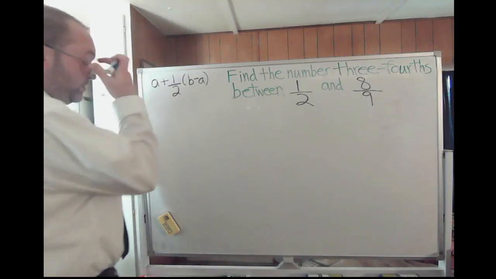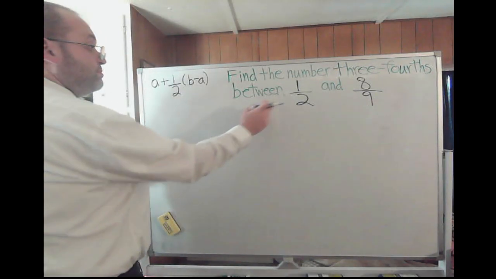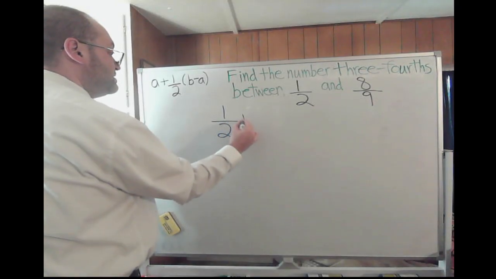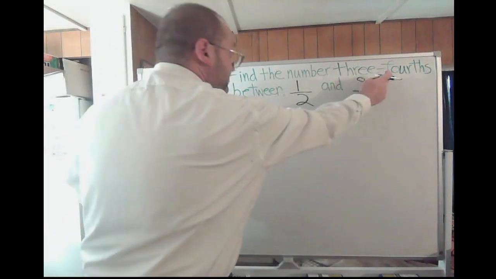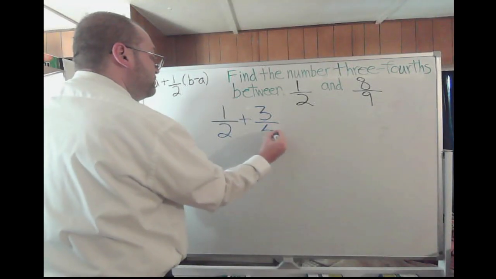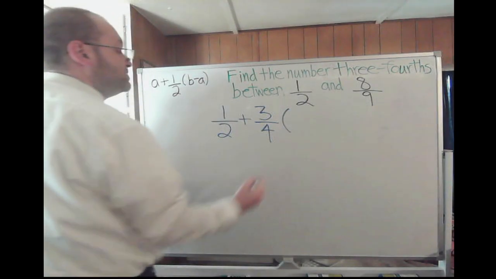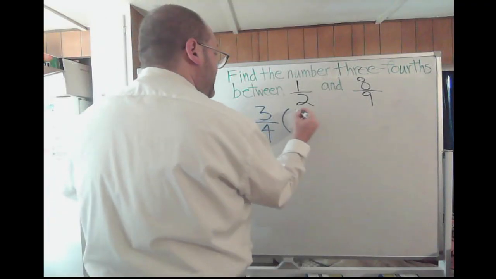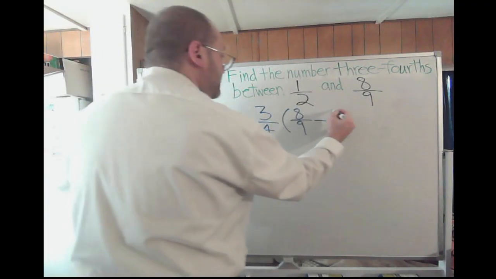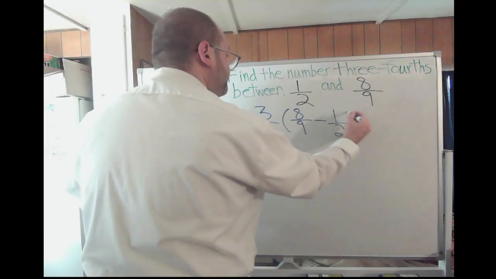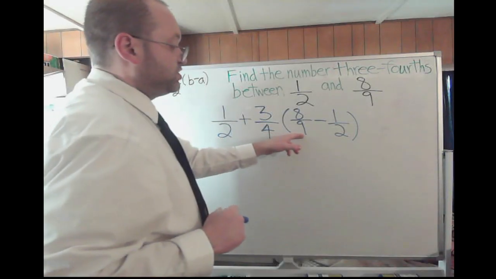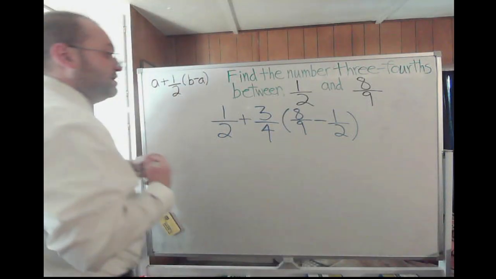So start out again with your original number A, which would be your 1/2. So 1/2 plus, they want the number that's 3/4 of the way between those two numbers. So your fraction's actually going to be 3/4 times your B, which is your 8/9, your second number, minus your A, which is 1/2, your first number. So there's your initial equation. You get 1/2 plus 3/4 times the quantity of 8/9 minus 1/2.